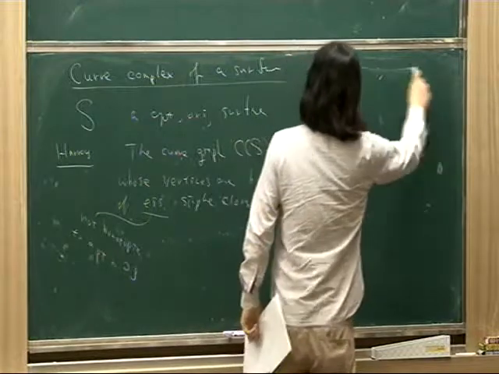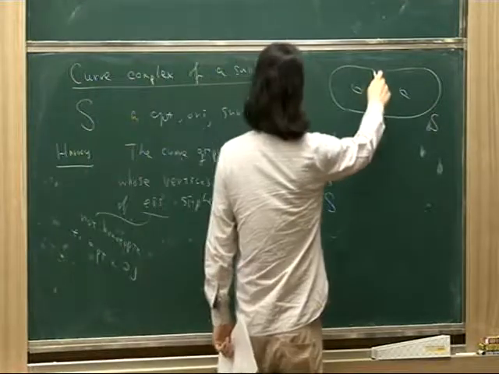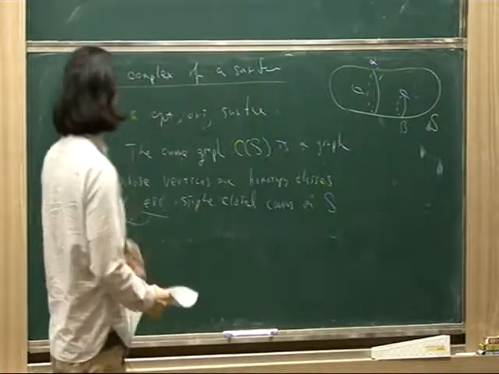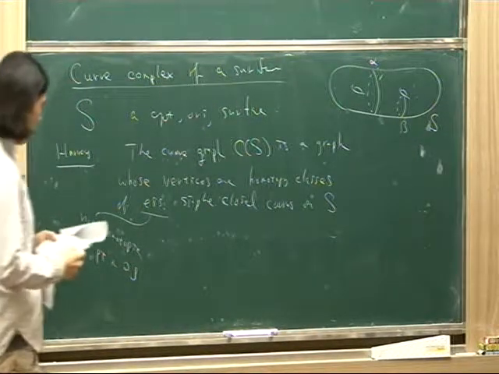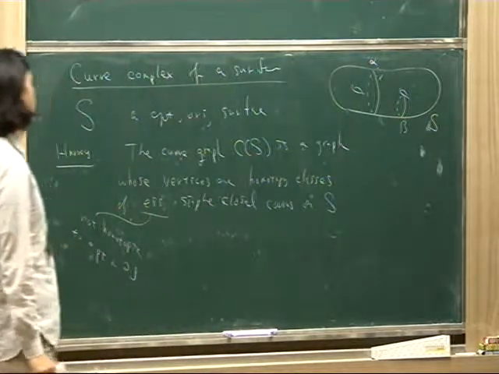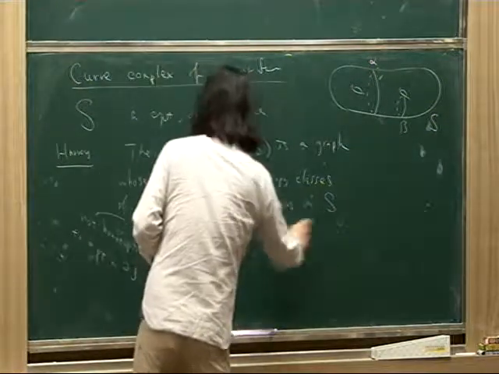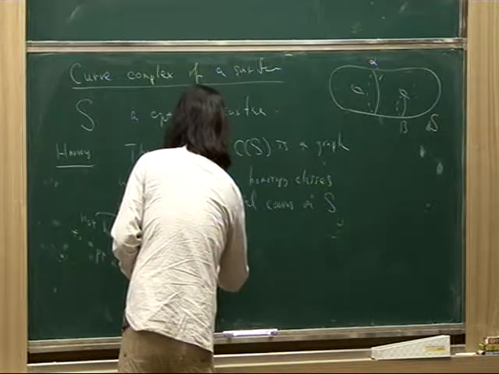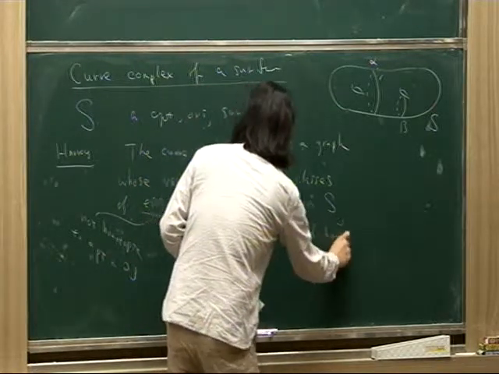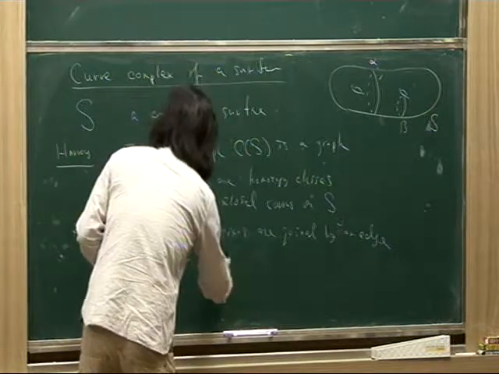If this is a genus 2 surface, then for example, those are essential simple closed curves on S, and if you look at the homotopy class, each of them, alpha and beta, defines a vertex in this curve graph. And two vertices are joined by an edge if they are disjoint.